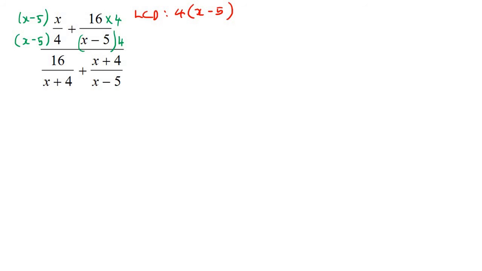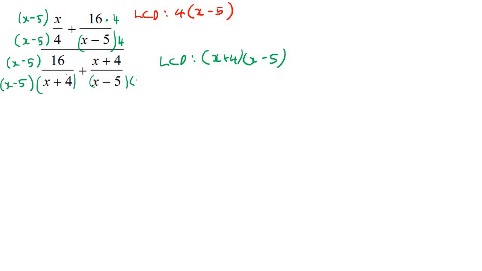And then for this fraction down at the bottom, the common denominator will just be those two. So your lowest common denominator will just be x plus 4 and then x take away 5. That means we're going to multiply this one with x take away 5, top and bottom. And then this one is going to be multiplied with x add 4, top and bottom. Okay, so there we have it. Now we're just going to simplify that, or put that all together.